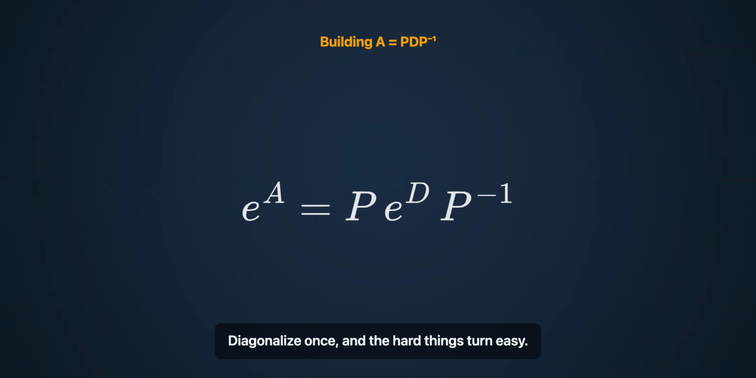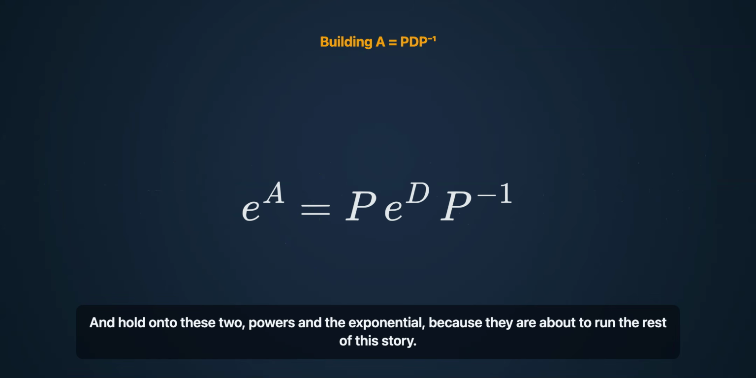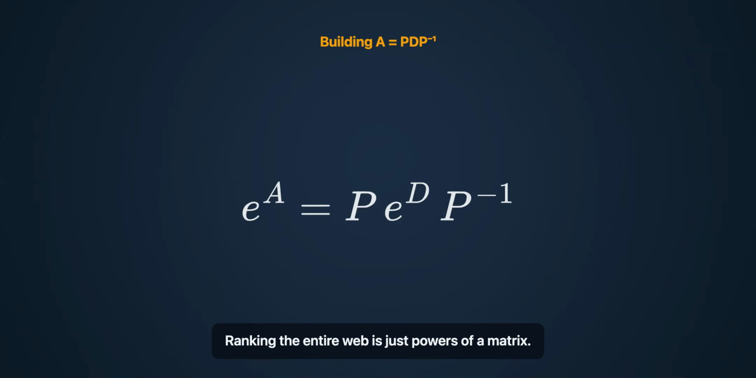Diagonalize once, and the hard things turn easy. And hold on to these two, powers and the exponential, because they are about to run the rest of this story. Ranking the entire web is just powers of a matrix. Whether a system holds together or blows apart is its exponential. This one formula is the engine under both.